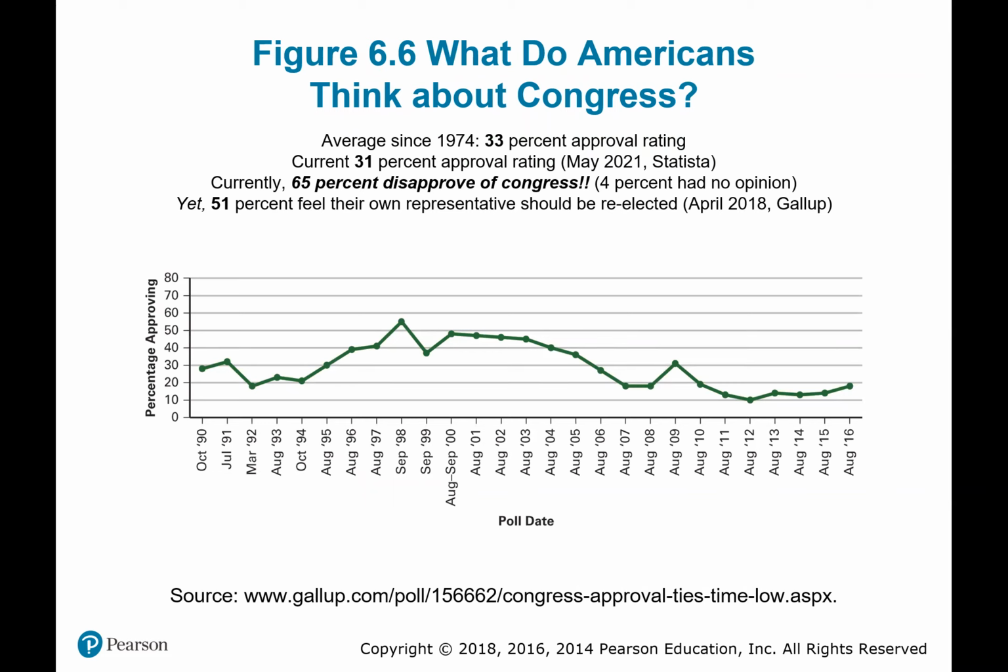So finally, what do Americans think about Congress? As you can see over the last 40 plus years, not too highly. In September 98, you saw a little bit over 50%, but ever since then, it's been downhill quite a bit. The average since 1974 is 33% approval rating, which is terrible, and currently it's 31%, which is not good. 65% disapprove of Congress, so almost a super majority. 4% had no opinion. However, 51% feel their own representative should be reelected, and that's the issue. All you need is 51%, and then you see that 96% of incumbents win. So basically, people are saying, we don't trust Congress, we think it's awful, however our guy or gal is okay, which ultimately is a conundrum.